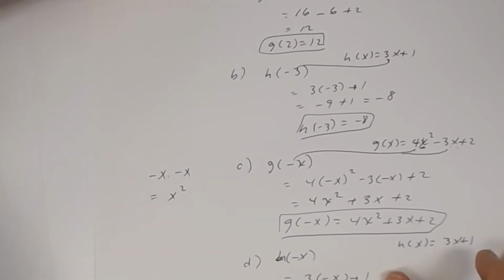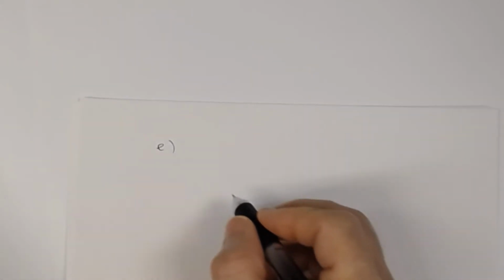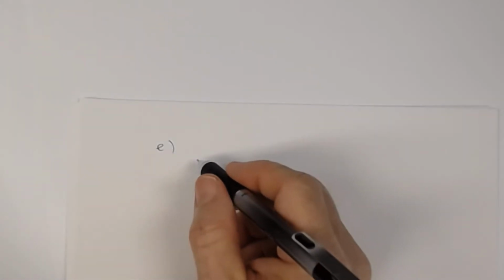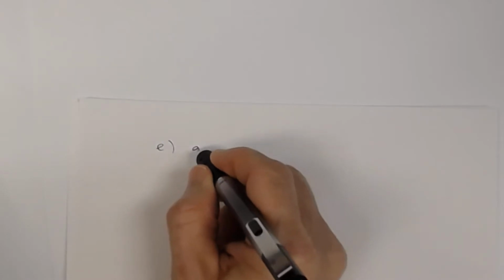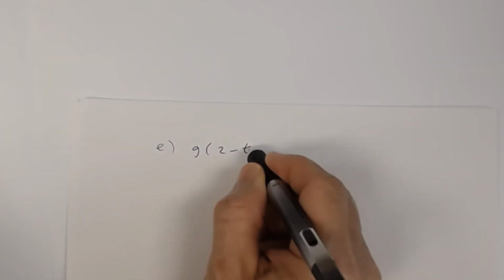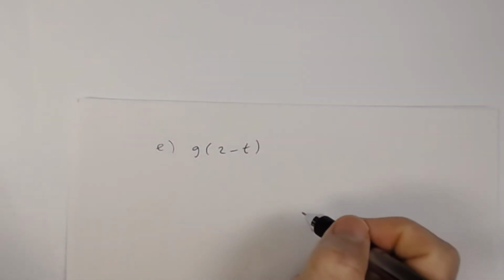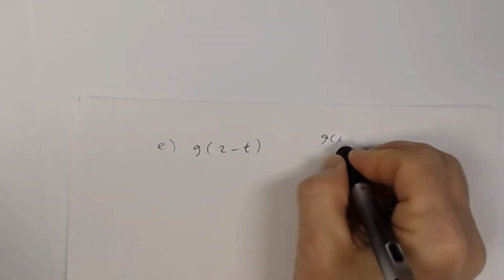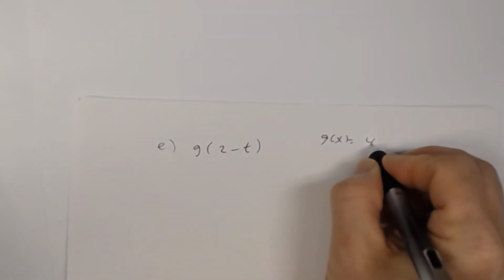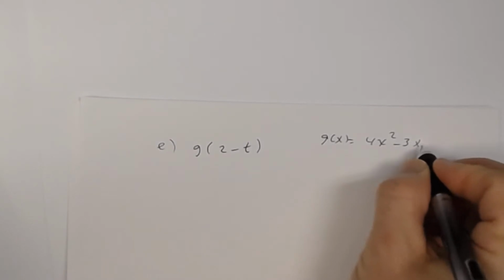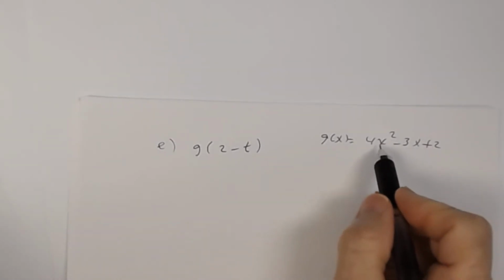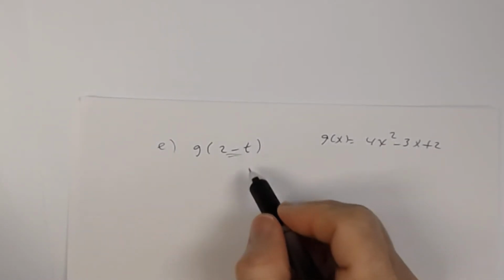All right. And let's do one more. Let's do letter E. So letter E, for number 1 rather, letter E, we want to find g of 2 minus t. G of 2 minus t. So remember, this is g of x. Make sure you always go to the right function. So g of x is 4x squared minus 3x plus 2. So wherever we see the variable x, I'm going to substitute 2 minus t.